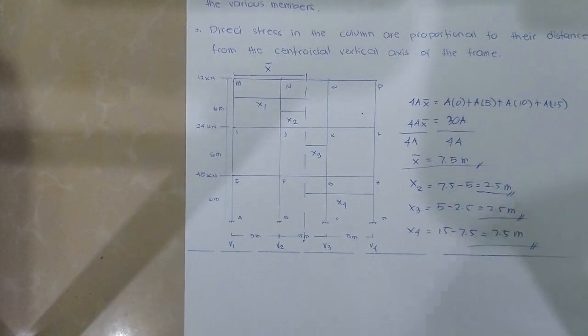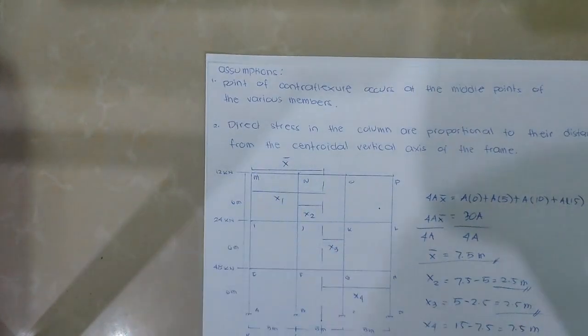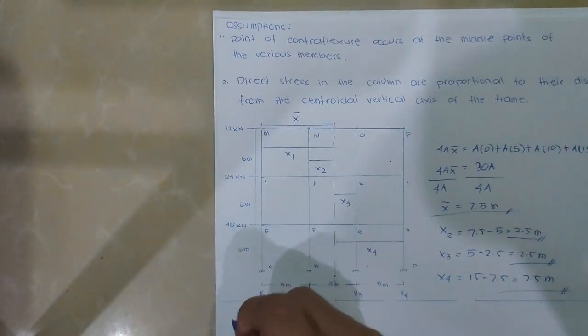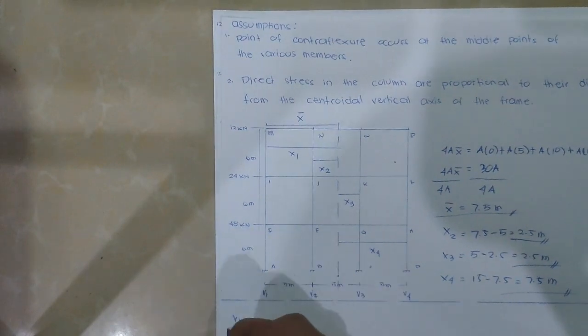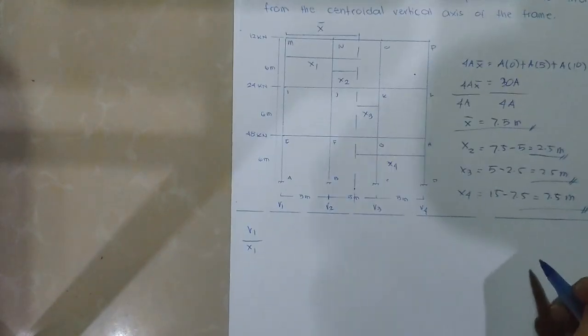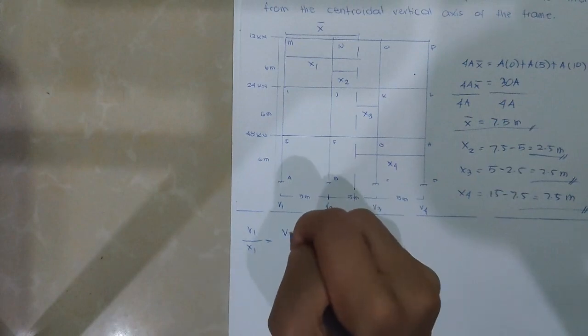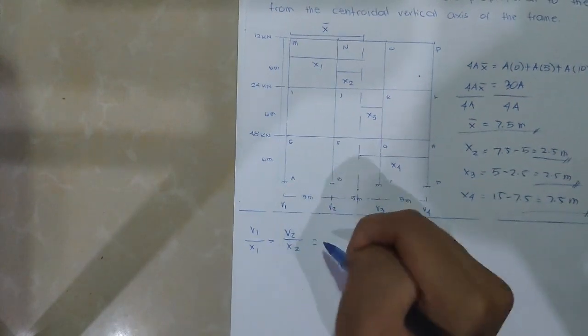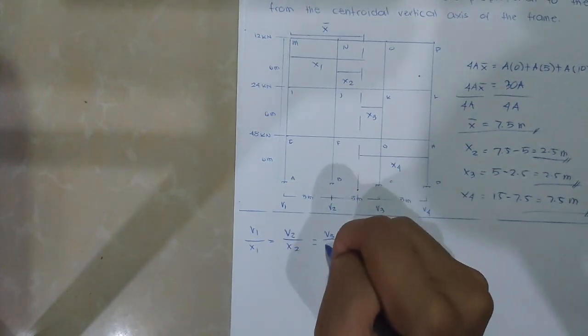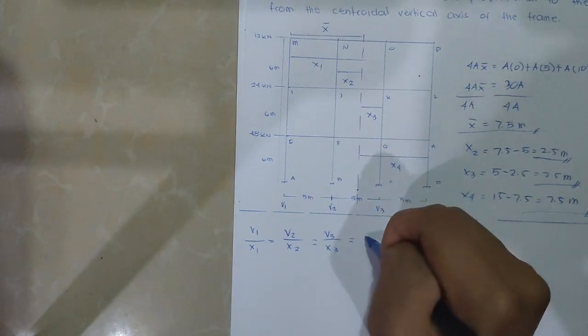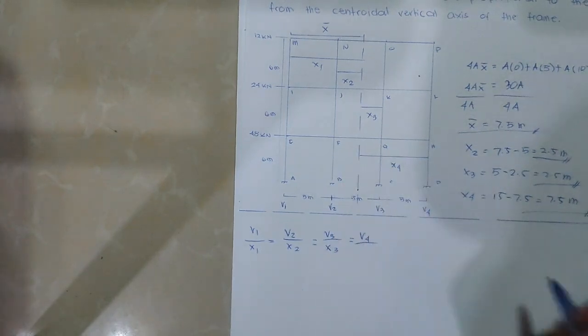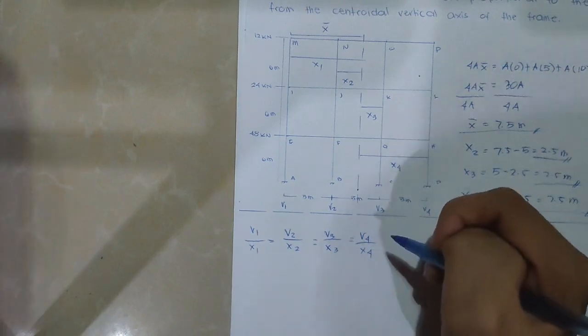Therefore, according to our second assumption, V1 over x1 is equal to V2 over x2, which is equal to V3 over x3, which is also equal to V4 over x4.